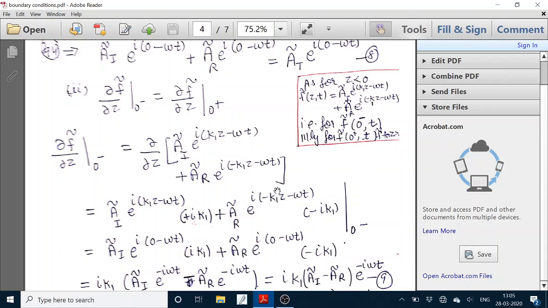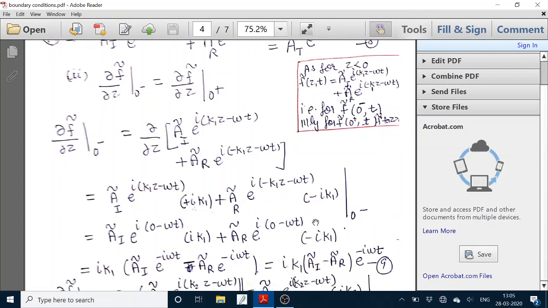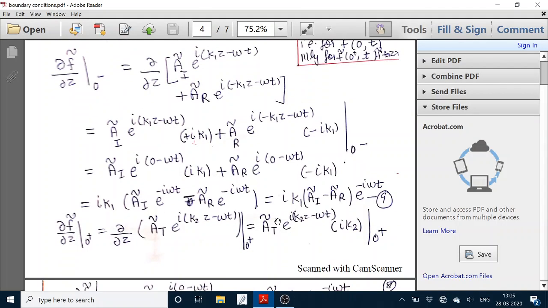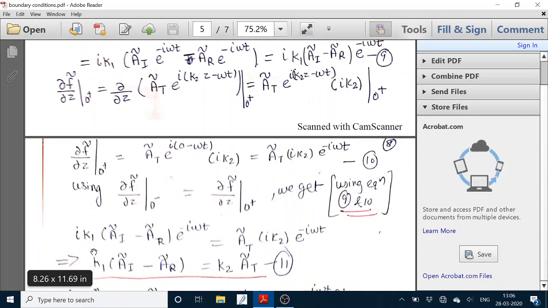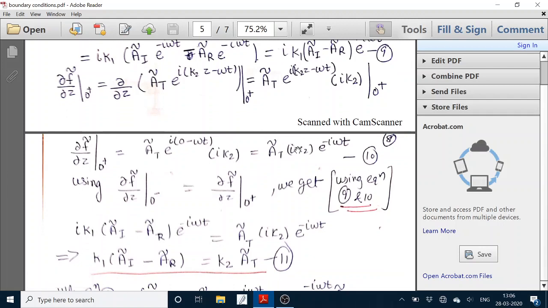and its coefficient is −ik1. So at 0 negative, now we apply the limit. It becomes A_i exp(i(0 − ωt)) ik1 plus A_r exp(i(0 − ωt)) times (−ik1), and finally we get the value ik1 exp(−iωt), taking it common, and in brackets we have A_i minus A_r. We also solve the right hand side, and similarly it comes out to be A_t exp(−iωt) ik2.